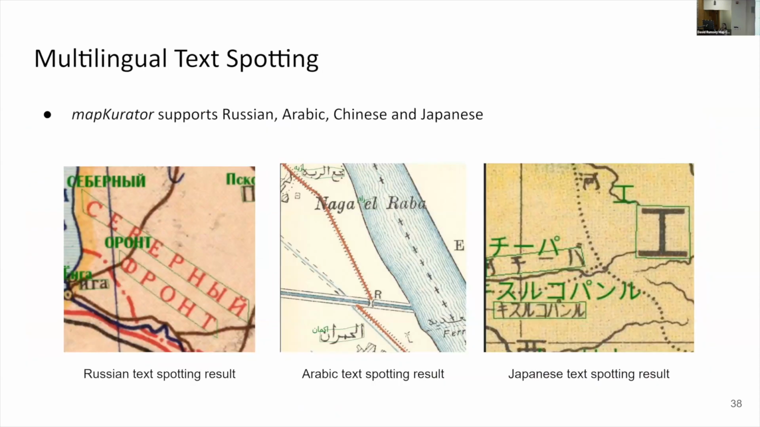And as we mentioned earlier, we support multilingual text spotting, and currently we're supporting 4 languages: Russian, Arabic, Chinese, and Japanese. And these are examples of text spotting results with multilingual text. The first one is Russian, the second one is Arabic, and the last one is Japanese.